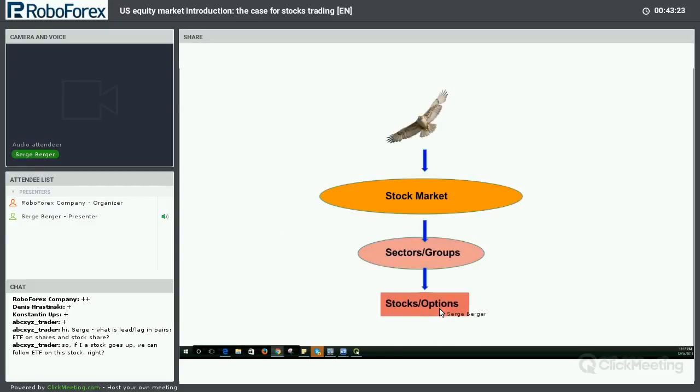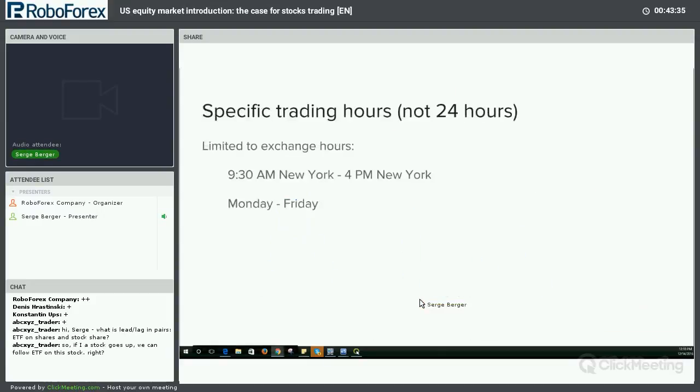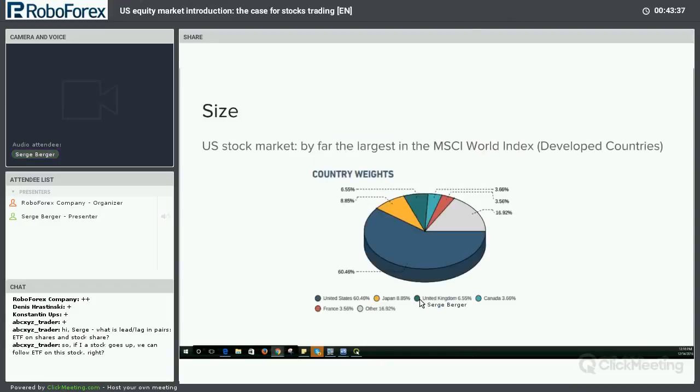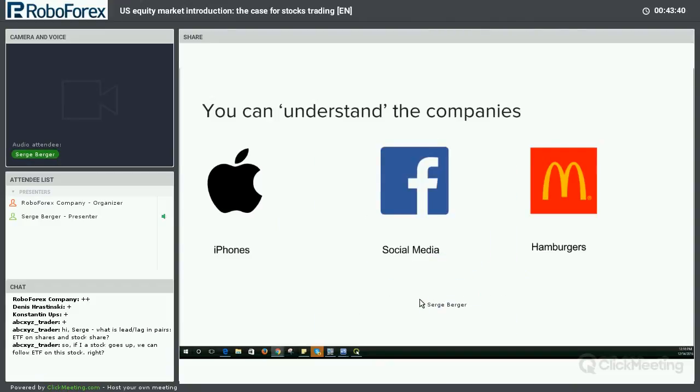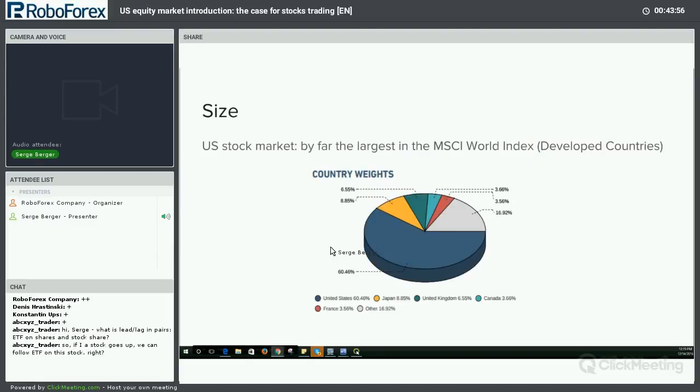But again, keep in mind, let me just summarize one more time why U.S. stocks are so good as compared to other stock markets and I think other asset classes. So again, number one really has to do with companies. Okay, you can understand a lot of the companies. You already know all the companies that trade there. Apple, Facebook, McDonald's, Google, Amazon.com. All these companies people have at least heard of before, and that cannot be said for a lot of other markets out there.